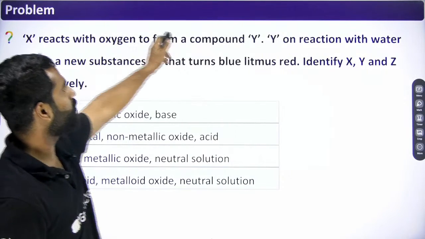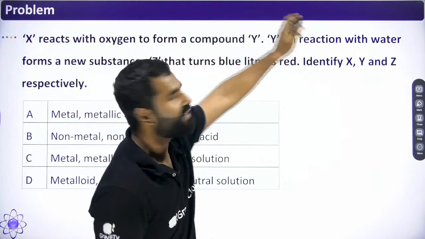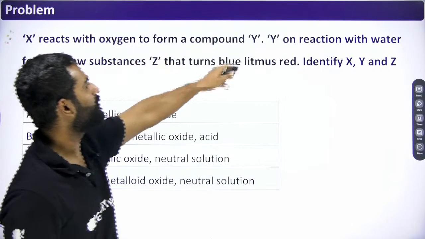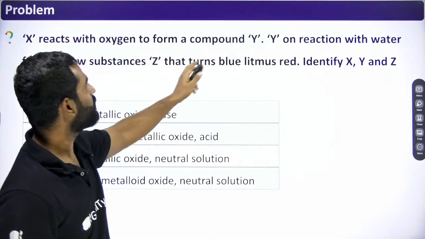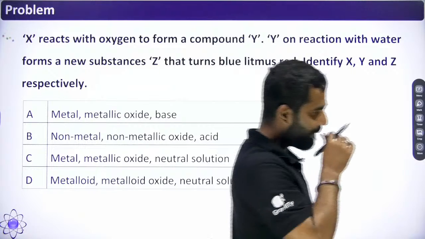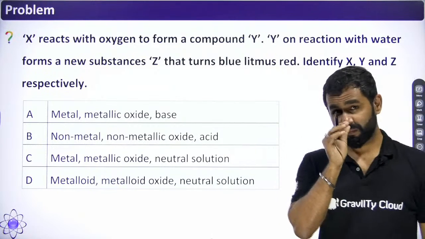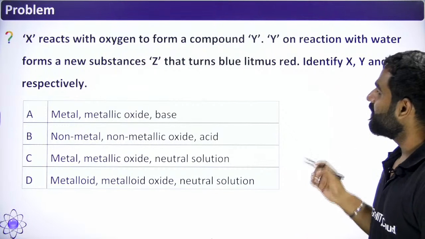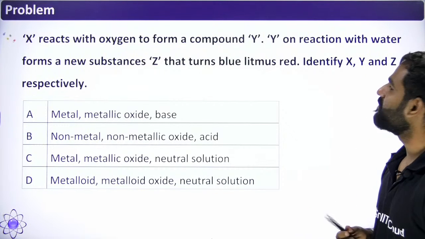X reacts with oxygen to form compound Y. Y on reaction with water forms a new substance Z that turns litmus red. Identify X, Y and Z. Easy question. I give you 30 seconds. I will not start the timer, but I give you 30 seconds. Give me the answer of this question. It's a very easy one.